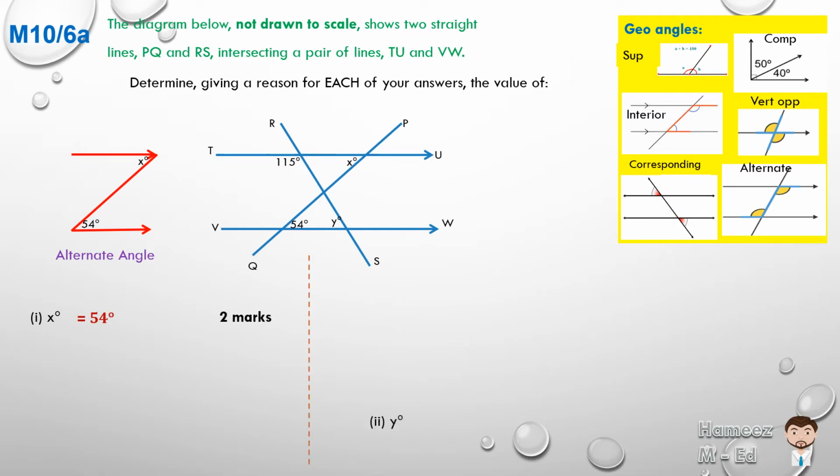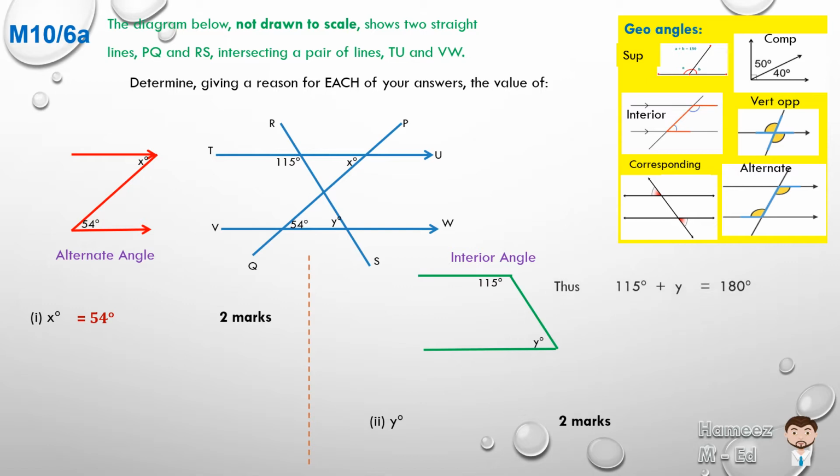And for part 2, determine y. So look where y is. And what do we know? We know that angle up on top. So that could be looked at. Let's extract it out there. And we see that shape. It looks just like the interior angle we can apply. And what's the rule for the interior angle? That when we add up the 2 angles, they will be equal to 180 degrees.